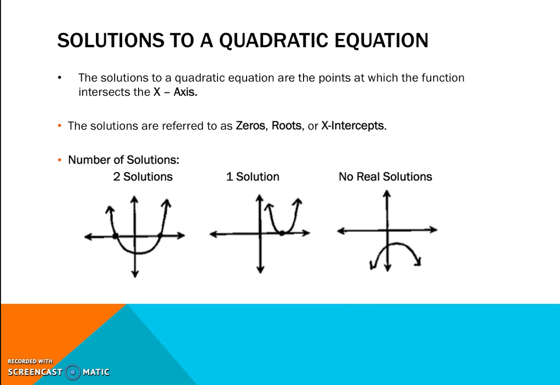No real solutions. And last, here is a graph that shows a line that passes through the y-intercept only, or y-axis only, and does not pass through the x-axis. Therefore, it has no real solutions, since it does not pass through the x-intercept.